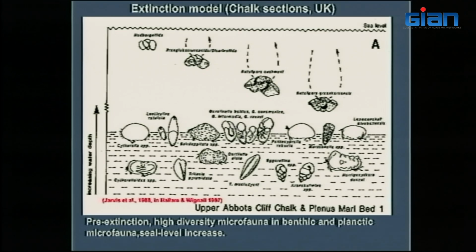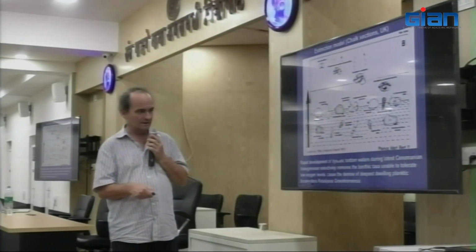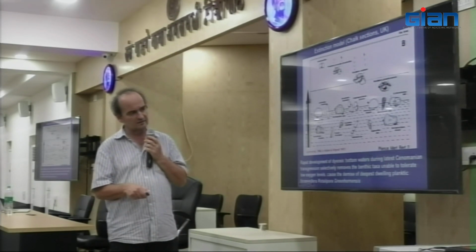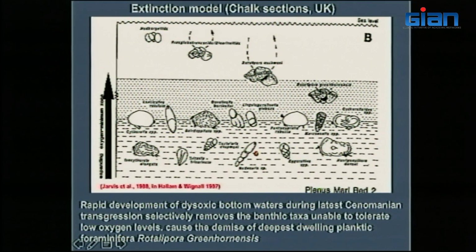So let's start with the installation of the anoxic condition. You start to develop anoxic condition on the seafloor, and if you have this disoxic bottom water, you will selectively remove the benthic taxa which are not very tolerant to low oxygen levels, and cause the demise of the deepest dwelling planktic foraminifera. This one here, Rotalipora greenhornensis, will disappear. So this one is out.